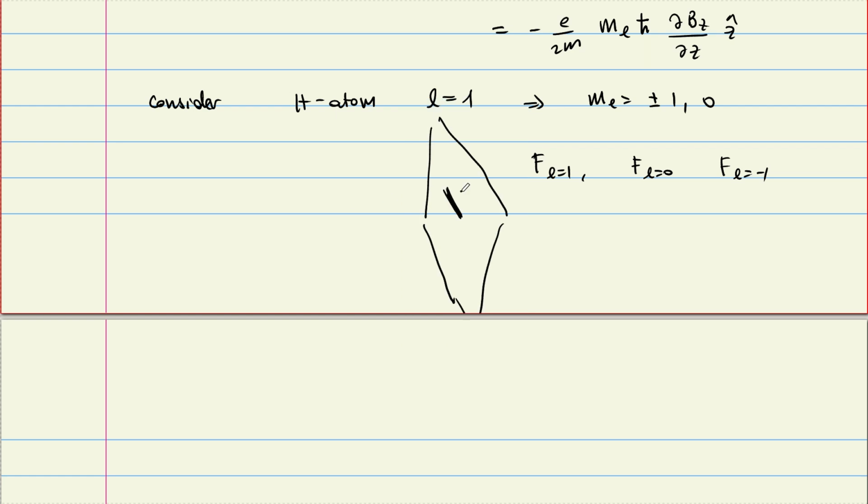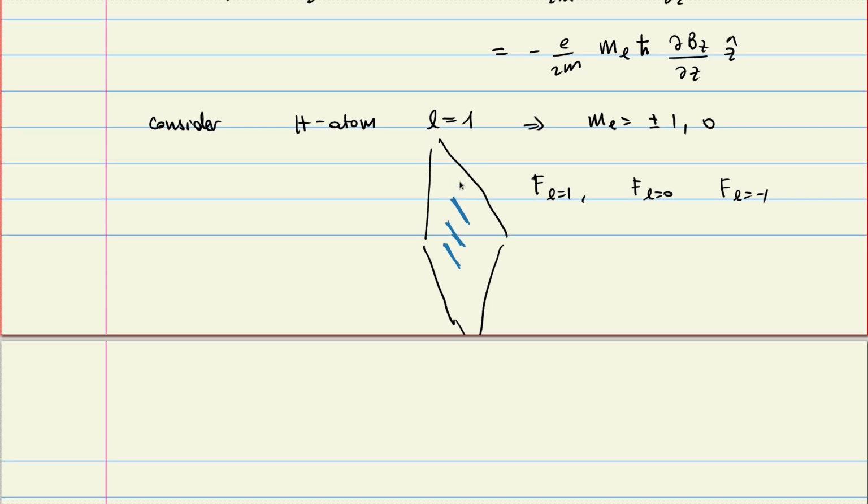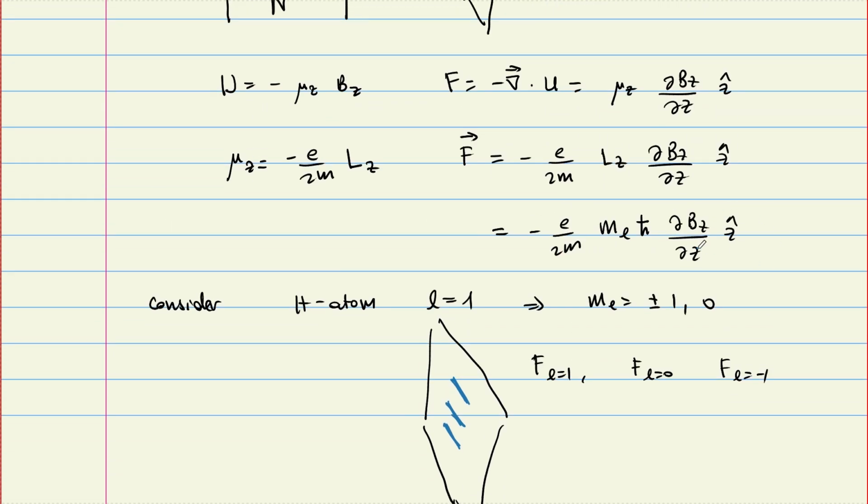I'm going to have, okay, one line in the center which is undeviated, another one here, and another one here. And the amount of splitting is proportional to, for example, if I increase the B gradient, the force is going to increase and the distance between these lines is going to increase. Or if I have a bigger magnetic moment, they are also going to increase, and so on.